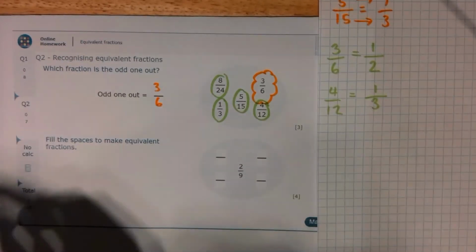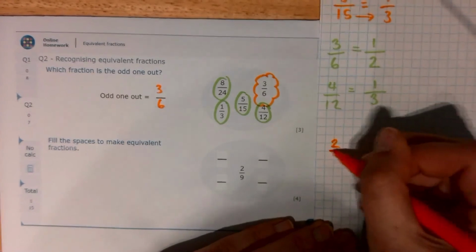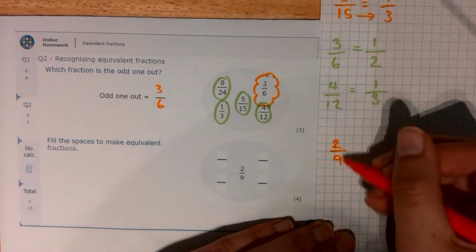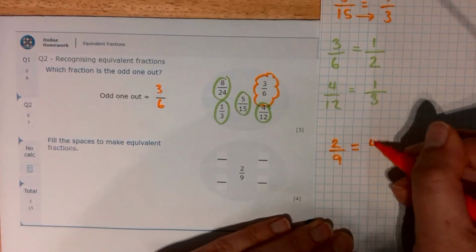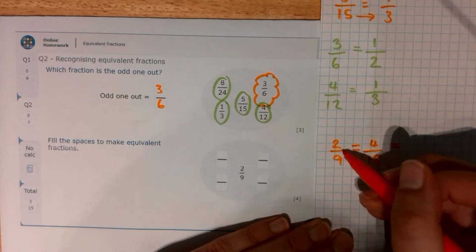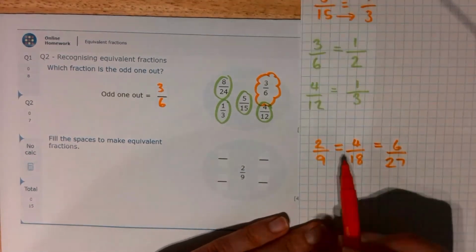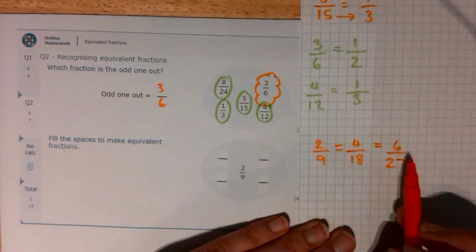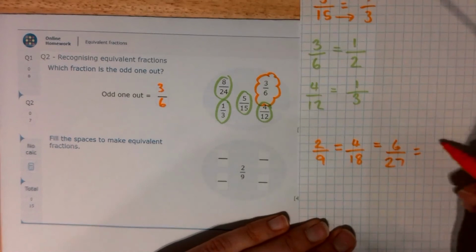One way, the easiest way, is just to write out the multiplication tables. So 2 ninths, that's one group of 2 and one group of 9. If I split them into 2 each, 4, 18. If I split each of these into 3 each, I'd have 6 and 27. Can you see that we've got the 2 times table on the top as the numerators, and we've got the 9 times table as the denominators. So we could just do that for a few more.